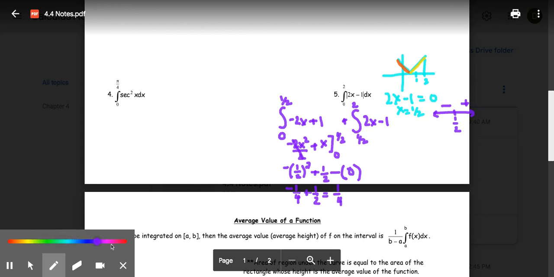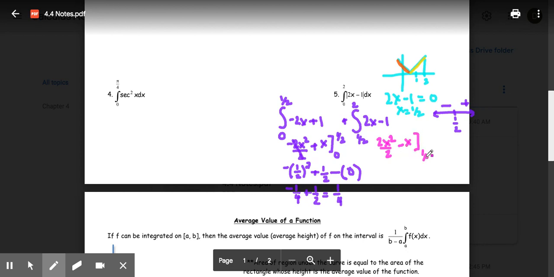So now I'm going to change colors just for the sake of distinguishing between the two. Now we're going to integrate this one. So we get 2x squared over 2 minus x from a half to 2. All right, these 2's will cancel. I'm going to take the top bound because that's what the first fundamental theorem says.